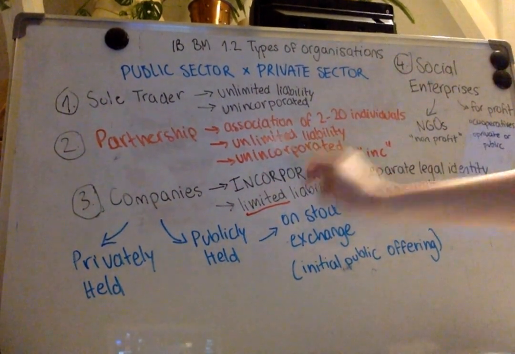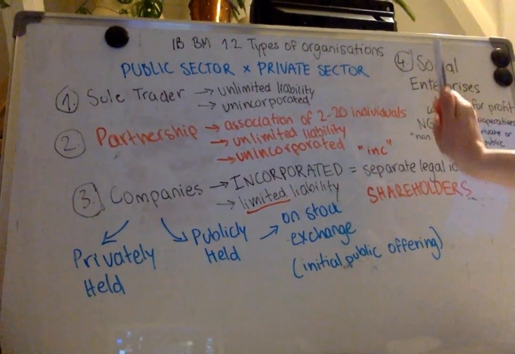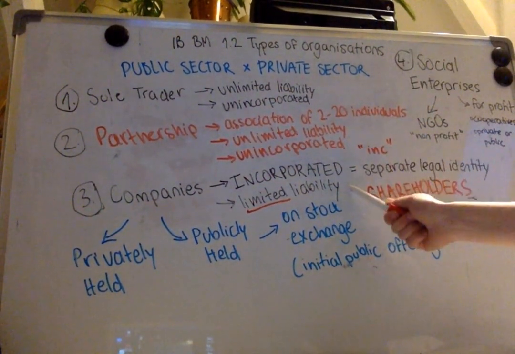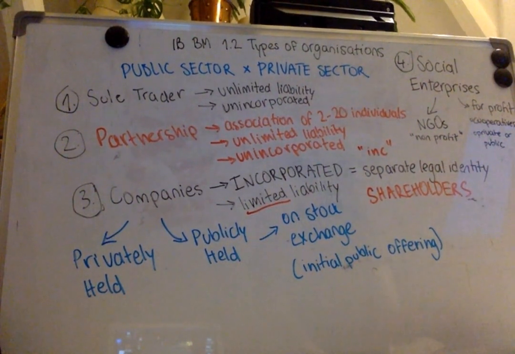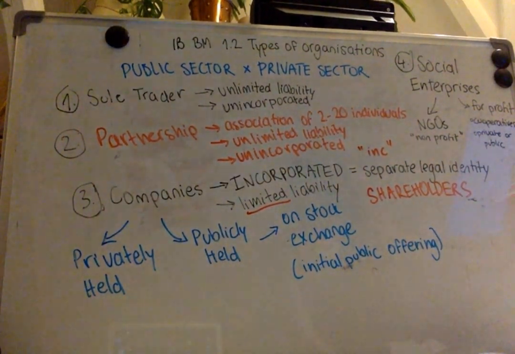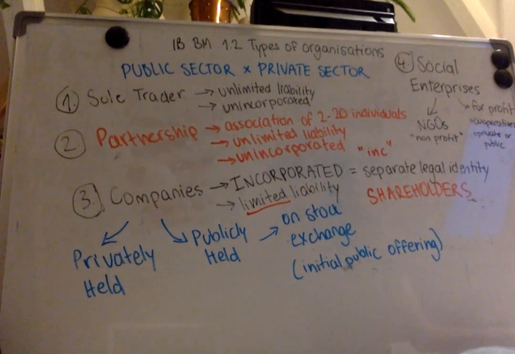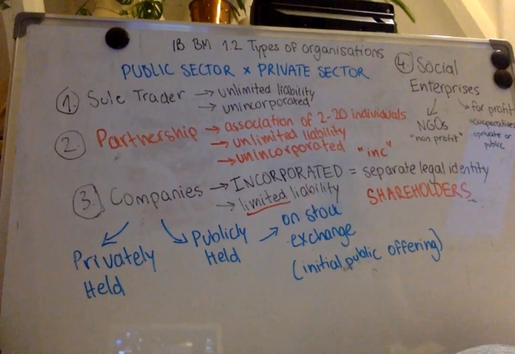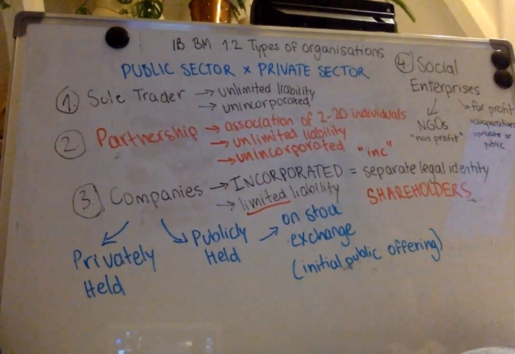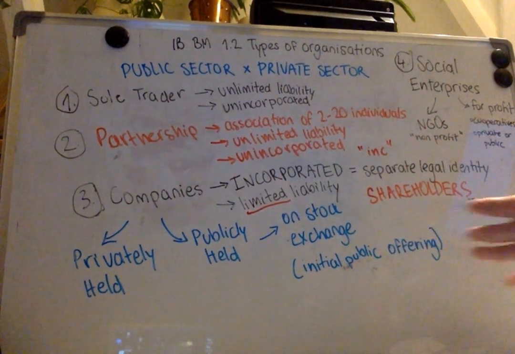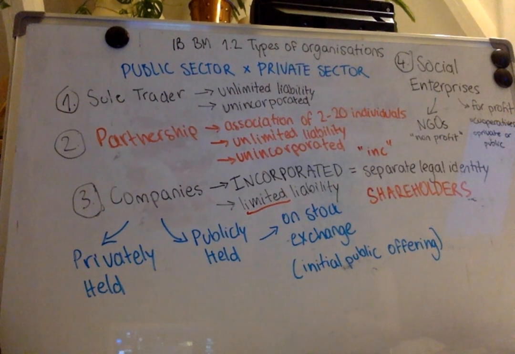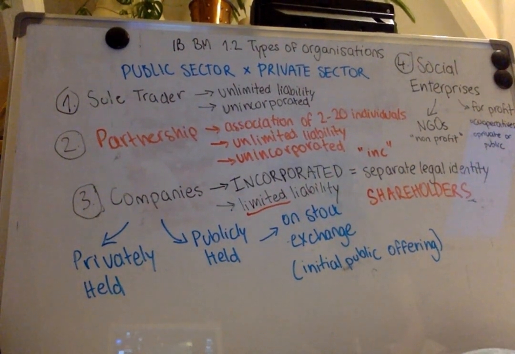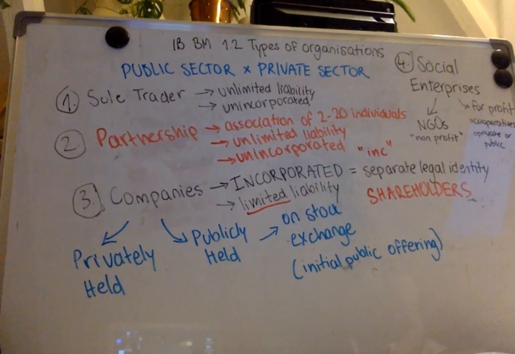And then we have companies. So companies are businesses that are incorporated. So they have a separate legal identity. Examples is anything you can think of. Apple, McDonald's, any big companies that you can think of that are not like your local small grocery store or your local coffee shop. Those all will be incorporated.